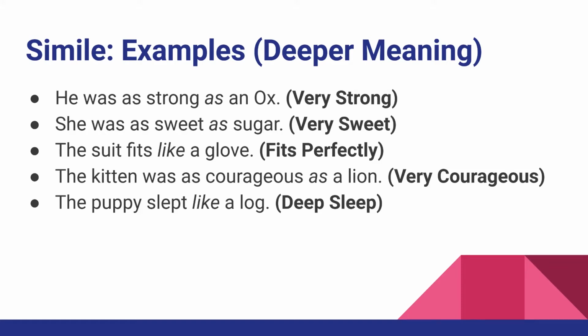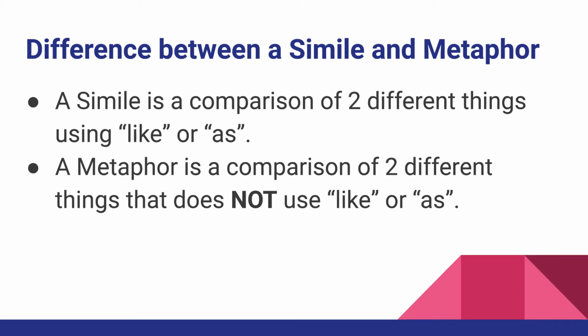And you can see the other 4 examples here. She was as sweet as sugar. If we just said she was sweet, okay, that's fine. But when we say as sweet as sugar, we immediately get the visualization of sugar, and we correlate that with being very sweet. Moving on to the next slide, the difference between a simile and a metaphor.